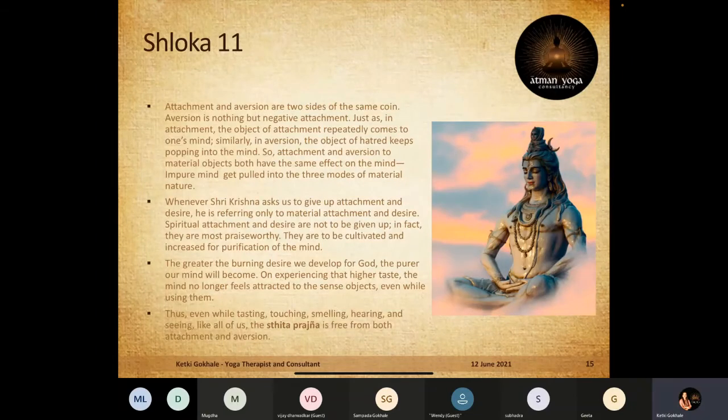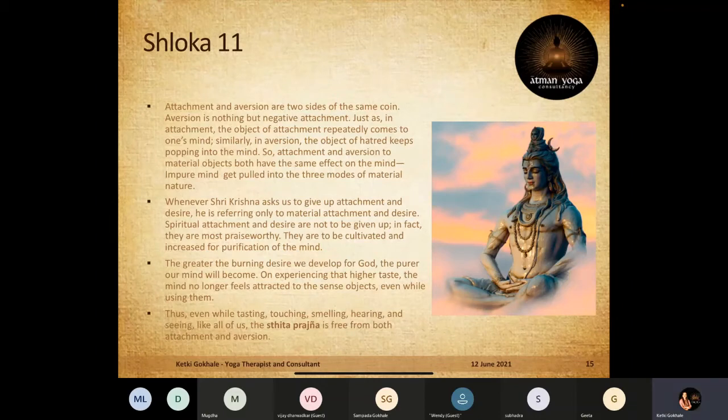So attachment and aversion are two sides of the same coin. Aversion is nothing but the negative attachment. So if you hate someone, even then you keep thinking of that object or person all the time. So it is negative attachment. Just as in attachment, the object of attachment repeatedly comes to one's mind. Similarly, in aversion, the object of hatred keeps popping up into the mind. So attachment and aversion to material objects both have the same effect on the mind. It destroys the peace of your mind.